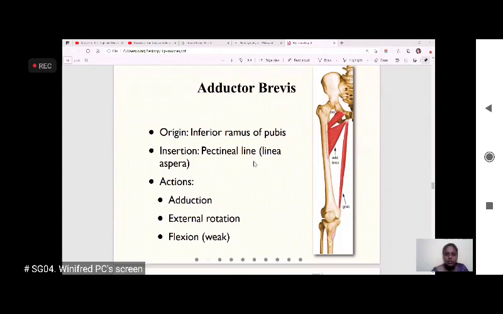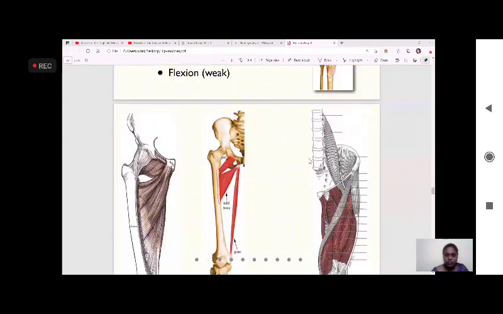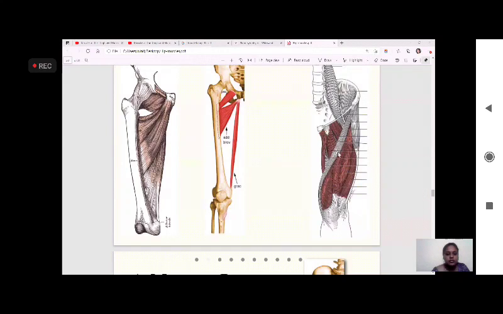It is adductor brevis. Please show the adductor brevis. It originates from the inferior ramus of the pubis and gets inserted into the pectineal line of the femur. Its action is adduction, external rotation, and it is a weak flexor. Next. So these are the adductor groups.